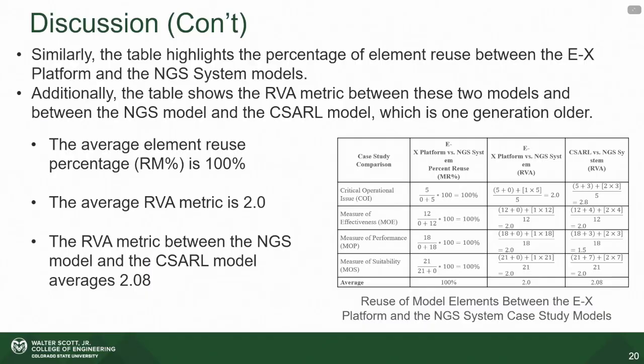Additionally, despite the generational and architectural differences between the NGS and the baseline CSARL system, the RVA metrics between the 2 of them averaged 2.08, demonstrating that even across distinct systems, the reuse of test planning elements still provides more than double the efficiency coming from one generation to two generations being removed. These particular metrics, again, emphasize the power of reuse within an MBSE-enabled MBT process, reinforcing the value of enhancing productivity and reducing development efforts across different but related system models.